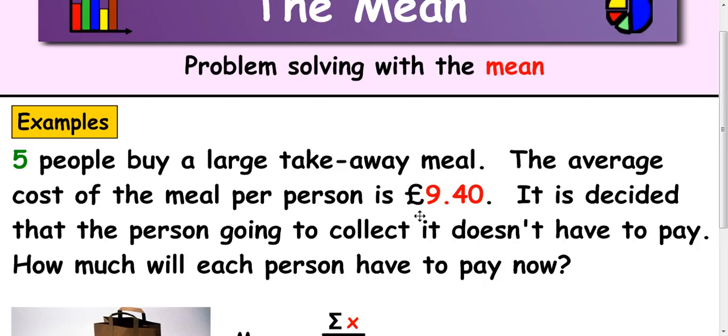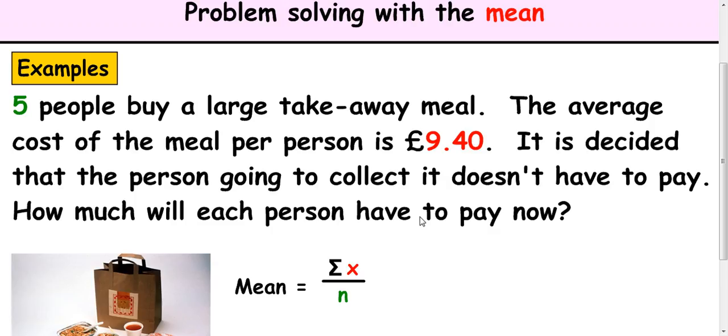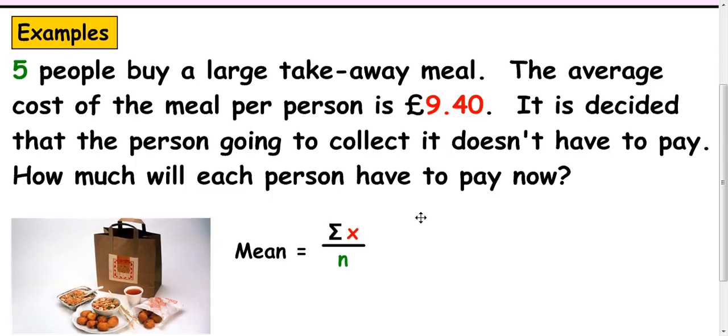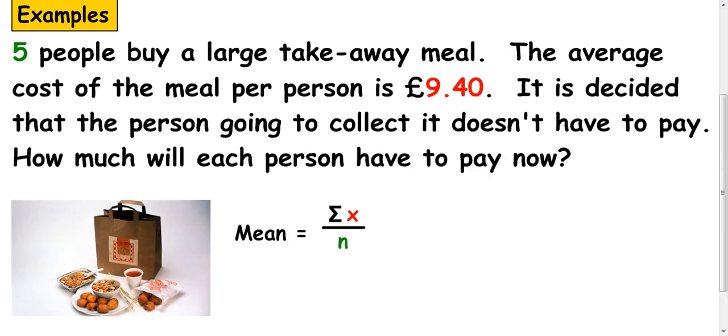So we start this the same way as the previous ones. Start with the formula, mean equals sigma x over n, and try and fill in what we know. Right, so let's have a look at this. 5 people buy a large takeaway meal. Sometimes it's good to read it twice. The average cost of the meal, that's the mean then, £9.40, right? So we know that's £9.40.